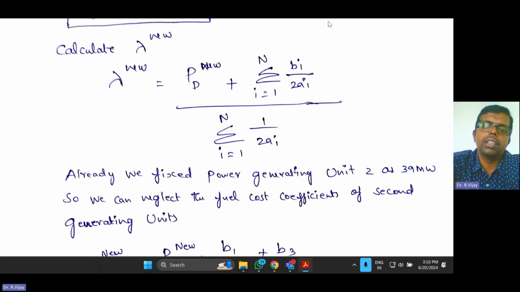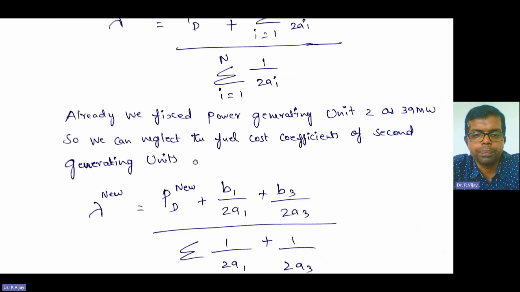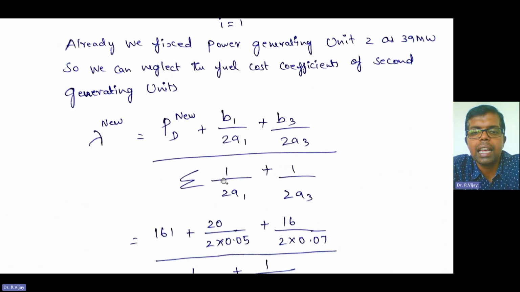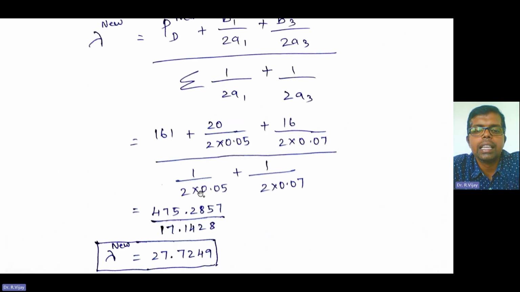So we no need to consider that second generating unit, so you just need to skip. So lambda nu is equal to PD nu plus B1 divided by 2A1 plus B3 divided by 2A3. You need to neglect that generating unit 2 coefficient because already we calculated. Next, 1 divided by 2A1 plus 1 divided by 2A3. Substitute all these values for all these fuel cost coefficients from the problem data. Just substitute it, simplify it.